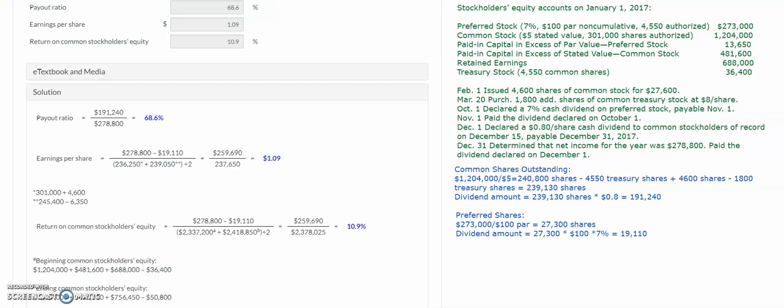Then we need to compute a few ratios. For the payout ratio, you're going to look at the cash dividends paid on the common stock and divide that by your net income. For earnings per share, you're going to take your net income, subtract out your preferred dividends, since now we have an example with preferred dividends, divided by the average number of shares outstanding. The return on common stockholders' equity will be similar, only now you're going to look at the dollar amount of the common stockholders' equity that is outstanding, and it's going to be the average.